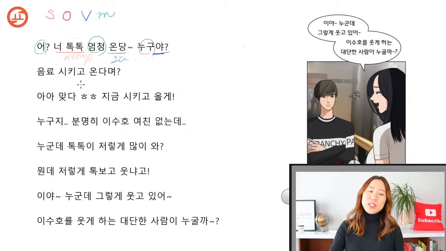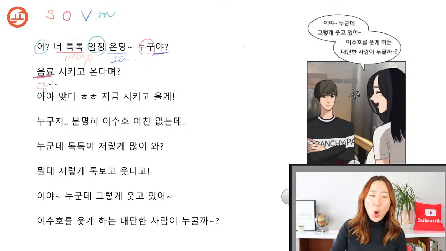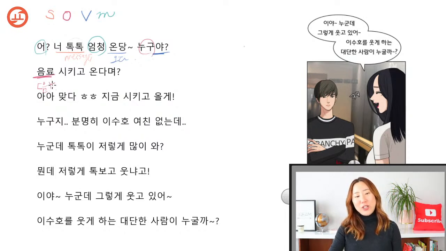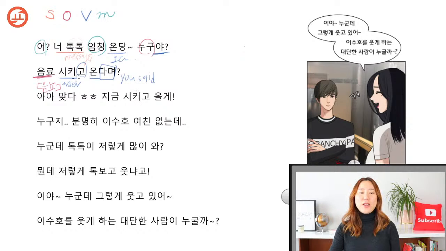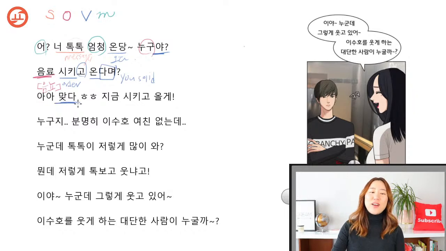And 음료 시키고 온다며. 음료가 뭐죠? It's hard to say. You don't say 음료. Nobody says like that. You say 음료. N사 음료. Beverage. 시키다. Order. Go and come back. 다음이요. You said that you're gonna order the beverage and come back. 맞다. That's right. She pretends she forgot. 지금 시키고 올게. I will order and come back. Now.